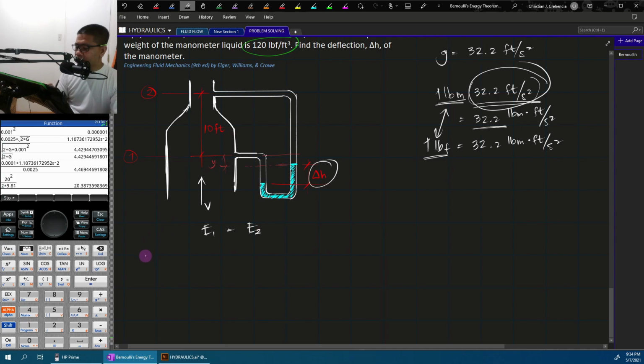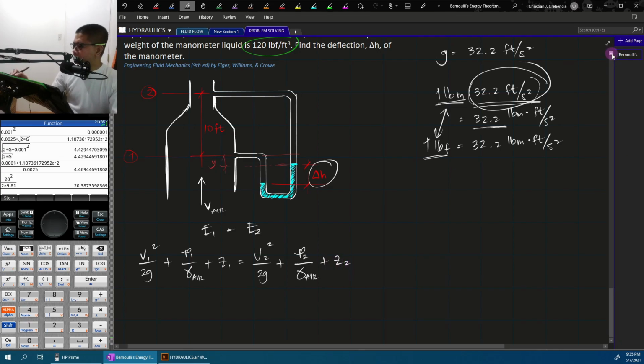And since we neglect the head loss, the energy at point 1 is equal to the energy at point 2. So, what is the energy at point 1 again? We have velocity 1 squared over 2g, plus pressure at point 1 over the unit weight of air, since air is flowing here, plus Z1. This will be equal to velocity at point 2 squared over 2g, plus pressure at point 2 over the unit weight of air, plus Z2.